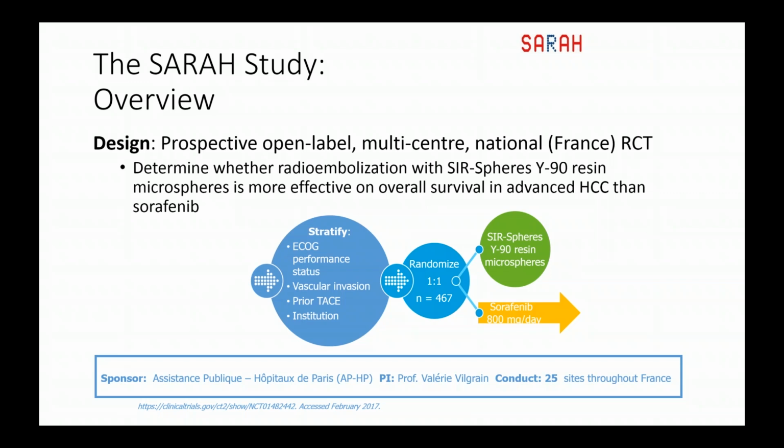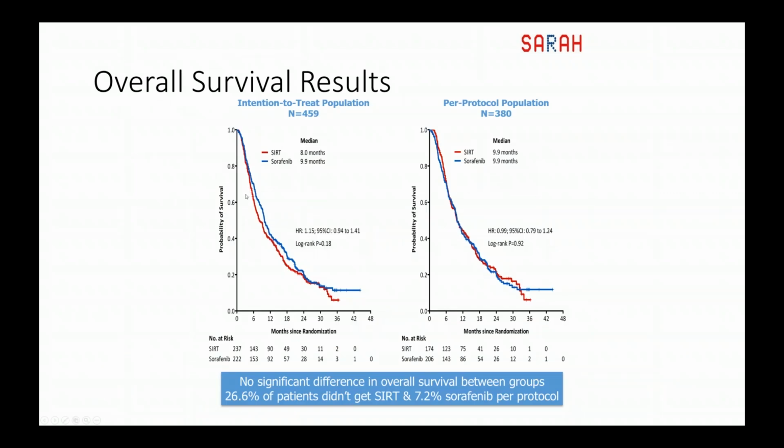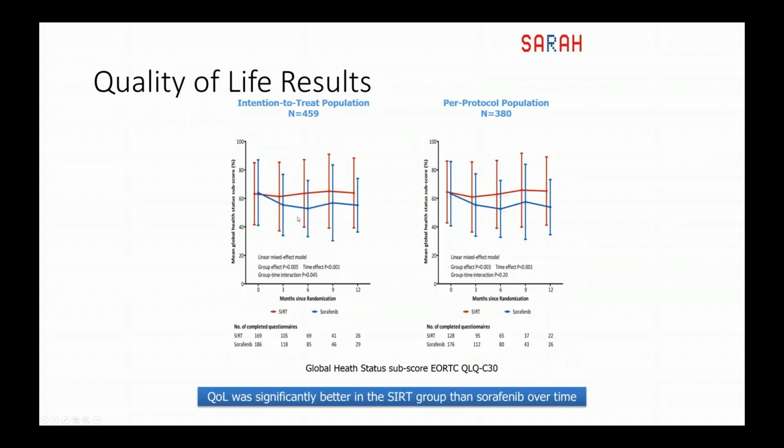So basically, the patients were randomized 1-to-1 throughout France. And essentially what it showed, unfortunately, is that there was no true benefit in survival when you were treating patients with SIRT versus sorafenib. Unfortunately, a lot of patients didn't receive their therapy due to many different reasons, but ultimately it was a negative study. The one thing that was positive, it did have better quality of life for the patients that got the SIRT therapy. So since it was a prospective study, you could collect this data, and they did show improved quality of life in those patients, even though there was no improvement in survival.